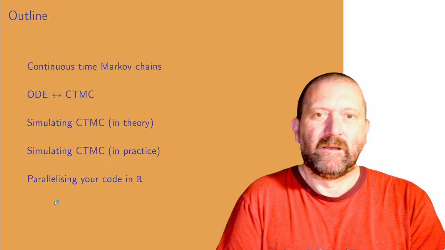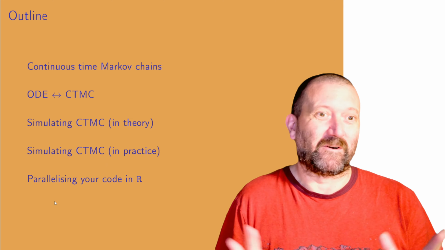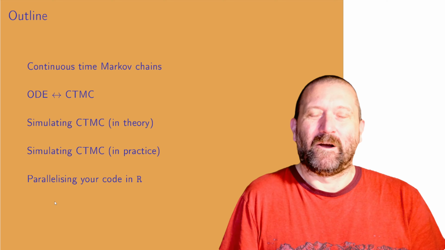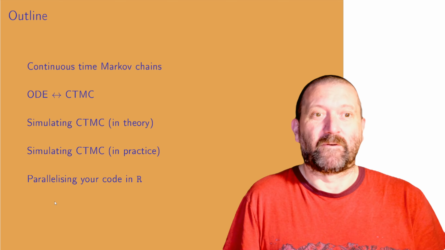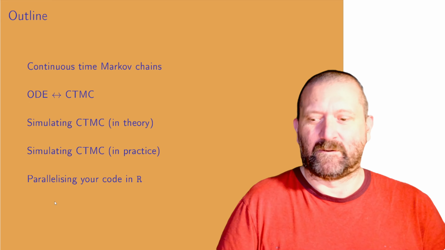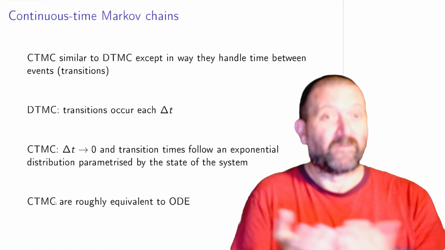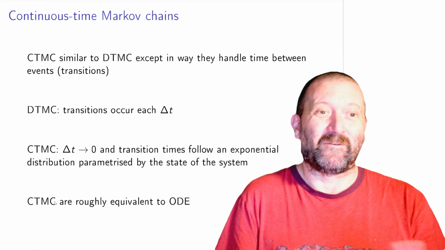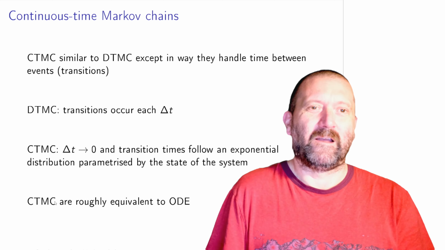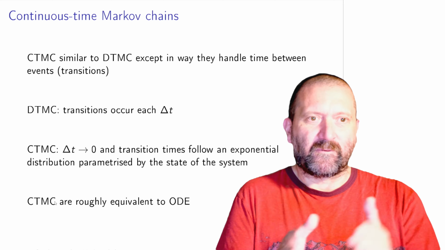So what I'm going to do is spend a very little time explaining continuous time Markov chains, and this is really, as I said, just in passing. And then I'm going to explain a variety of aspects of dealing with Markov chains in the R programming language. So the first thing is, what's the Markov chain? Continuous time Markov chains are very similar to discrete time Markov chains, which are more known, except in the way that they handle the time between events.